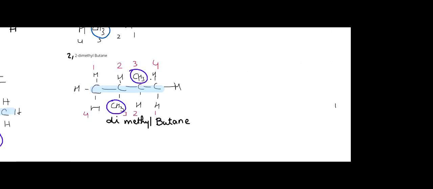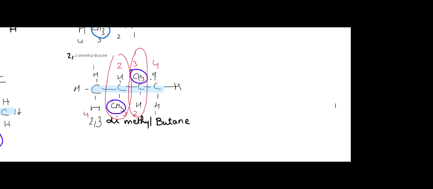So if you decide to choose the left-hand side, in that case, you will only number from the left-hand side. Then you're not going to look at the right-hand side. From the left-hand side, this is carbon atom number 2, and this is carbon atom number 3. So you are going to number it 2, 3 dimethyl butane. Okay, that's how you'll number it.